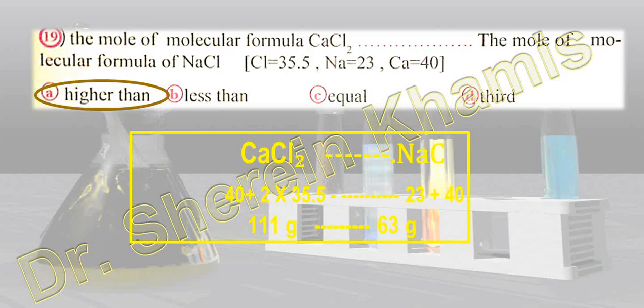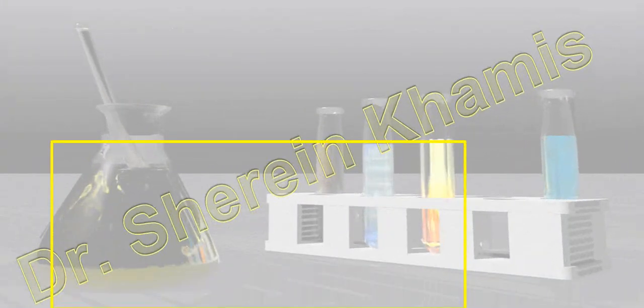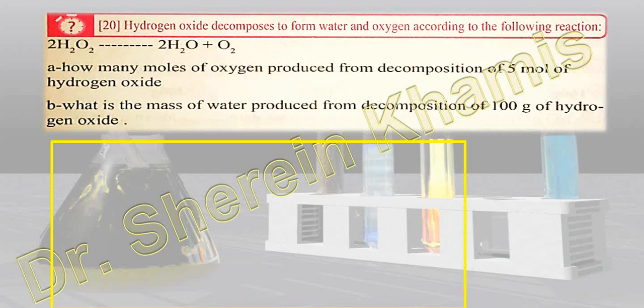We are going to the last question of our booklet today. Question number 20. We have hydrogen peroxide decomposing to form water and oxygen gas, according to the following reaction. It's an easy reaction that we took in primary 6. If we want to prepare oxygen, we take hydrogen peroxide in the presence of manganese dioxide as a catalyst that produces water and oxygen. So here we have hydrogen peroxide 2H2O2 giving 2H2O water and oxygen gas. How many moles of oxygen are produced?